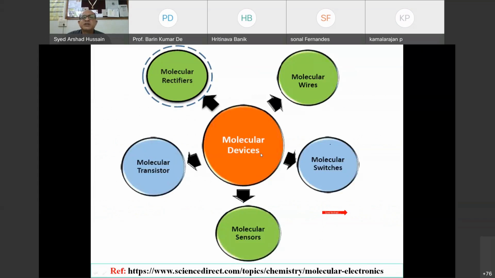Here I show some examples where individual molecules or a group of molecules are used to represent devices, say molecular rectifiers, molecular wires, molecular switches, molecular sensors, molecular transistors, etc. There are already so many reports.